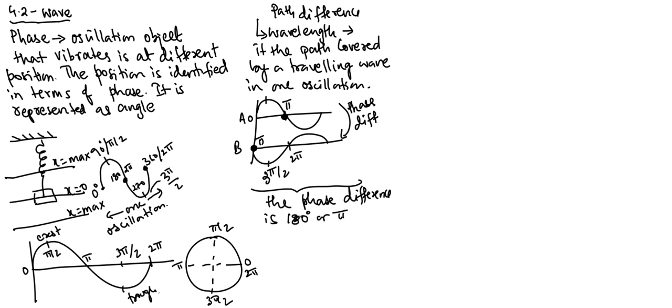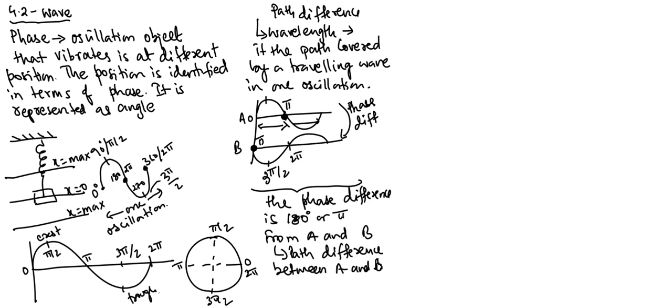Exactly the same way, if I look at both A and B, this is one full lambda, right? We all know that this is full lambda complete. Then how much is this? This one is starting from here, which means it is behind by lambda by 2. So we say that the path difference between A and B is lambda by 2. This was just for your basic information. We might need this at a later stage.